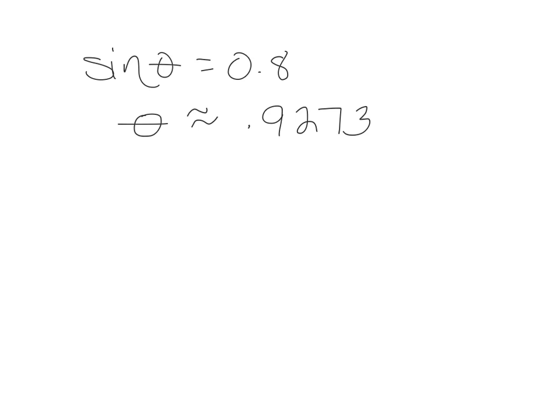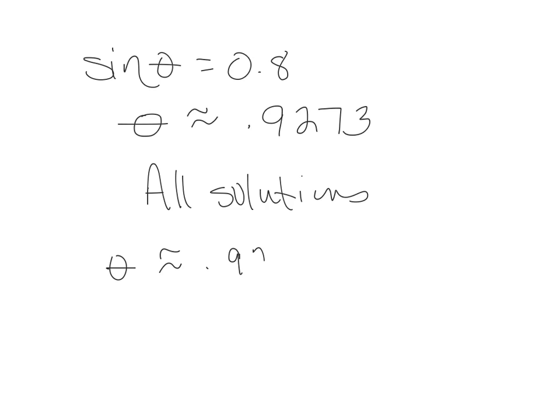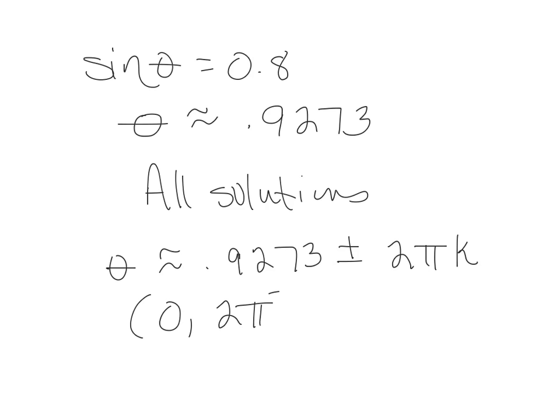So it's asking for this in radians. And if it said find all the solutions, we would do like we did with the other problems, and we would say, well, my answer is approximately 0.9273 plus or minus 2 pi k, because we're saying every time it crosses a circle in that particular place, that's an answer.